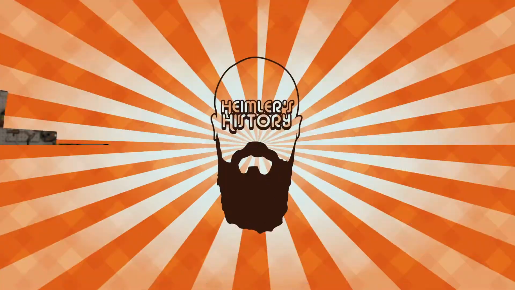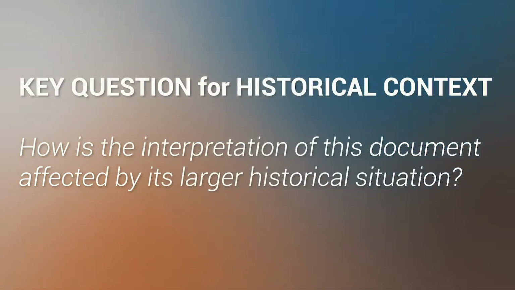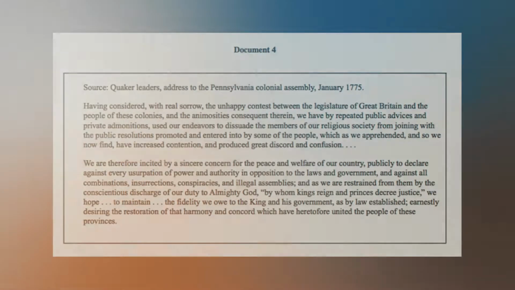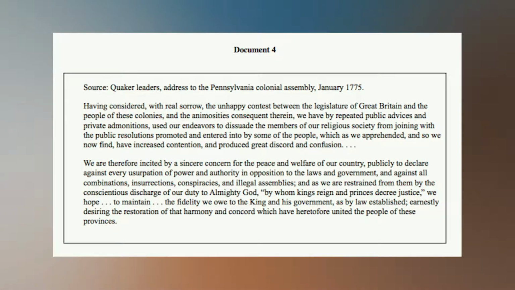In order to source a document for historical context, you need to answer the following question. How is the interpretation of this document affected by its larger historical situation? So let's read together the following document from the 2017 AP US History exam. Okay, this is document 4. It says it's coming from Quaker leaders, and they are giving an address to the Pennsylvania Colonial Assembly, January 1775.